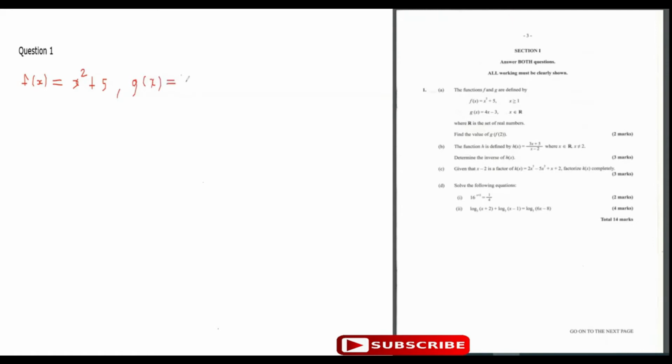And then the question is asking us to work out what gf of 2 is. To work out gf of 2, first we need to work out what f of 2 is. f of 2 is going to be, substitute 2 here, 2 squared plus 5. So it becomes g of 2 squared plus 5.